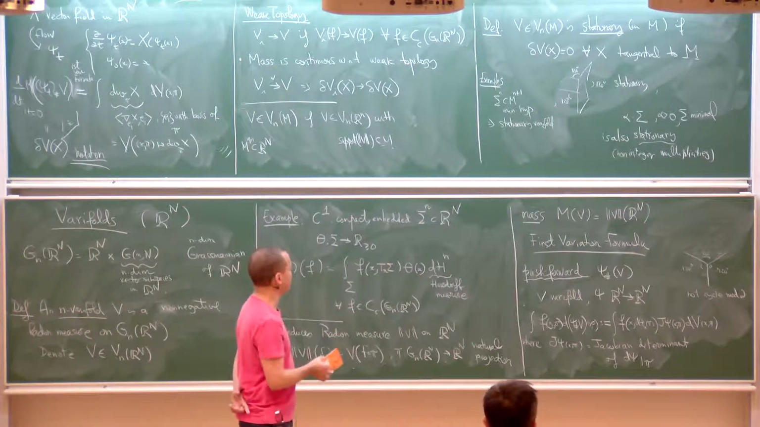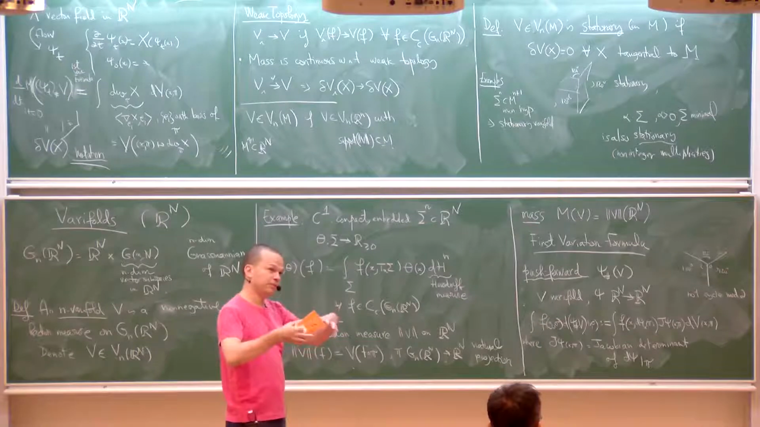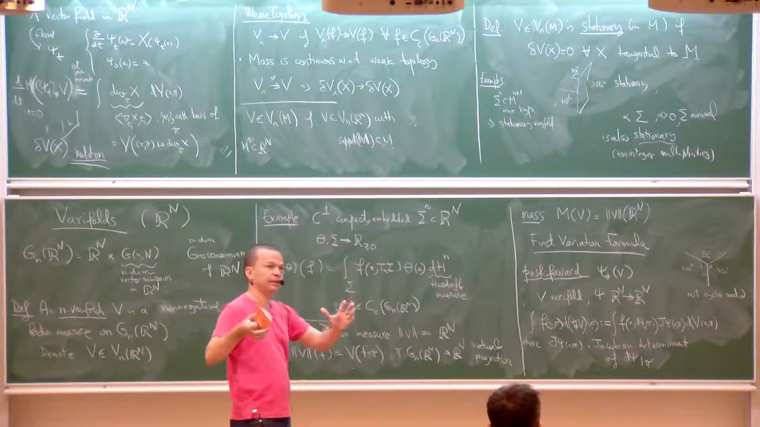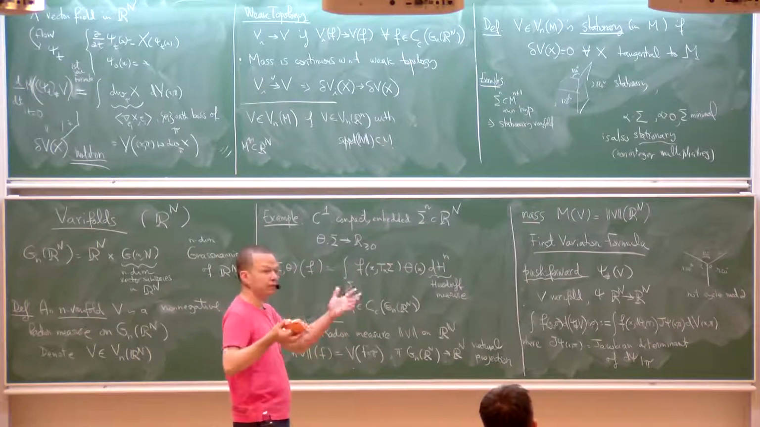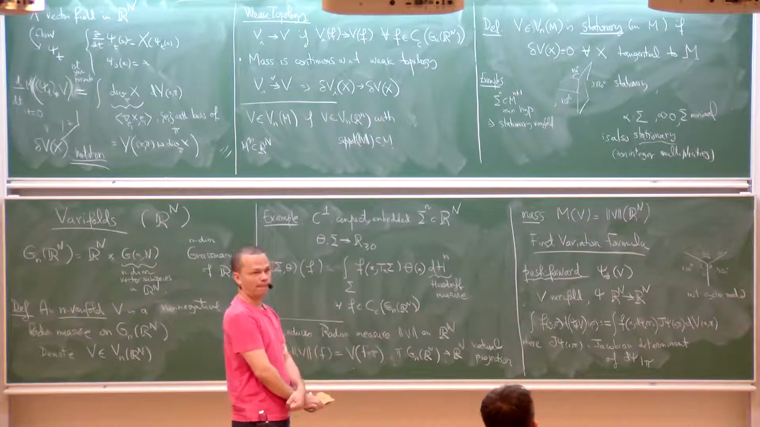Yeah, I mean, everything that we care about is inside M, so you can do all these definitions by taking M instead if you want. So you can talk about Grassmannian of M intrinsically.